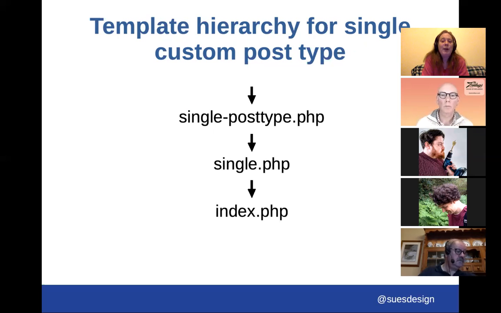It will first look for a file called single-, followed by your post type name, .php. If it doesn't find that, it will look for a file called single.php, which will be in your theme by default, and that will by default output a single post in your theme. If it doesn't find that file, it will look for index.php. So in order to create a template for your single post for the custom post type, you just need to make it that name.